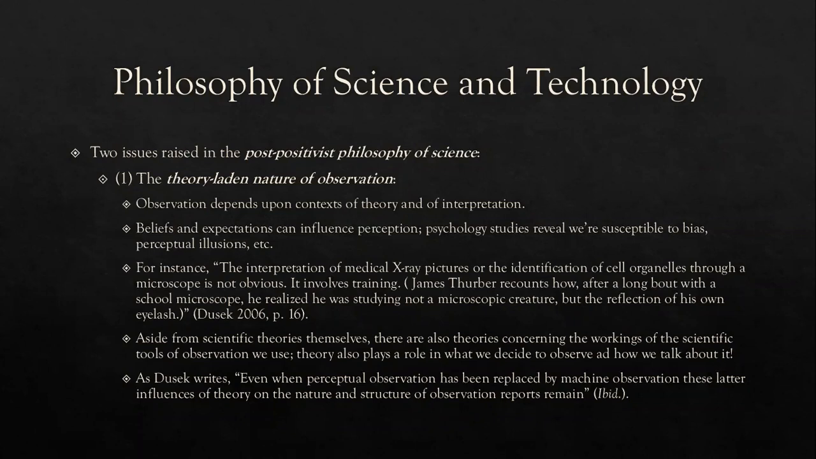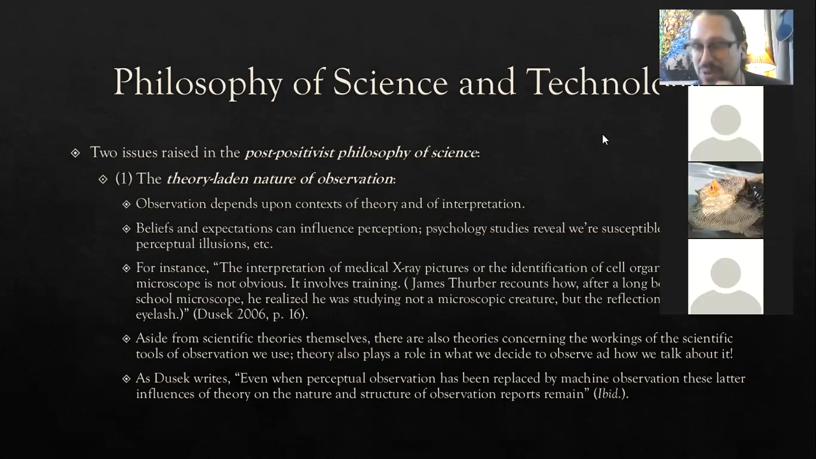And the really cool example that Dusek gives on page 16 is to do with this medical x-ray fellow or microscope fellow who realized that after staring through his school microscope, he wasn't studying a microorganism, he was studying the reflection of his own eyeglass. So things like the interpretation of medical x-rays or the identification of cell organelles under a microscope are not obvious. They involve a heck of a lot of training, right?